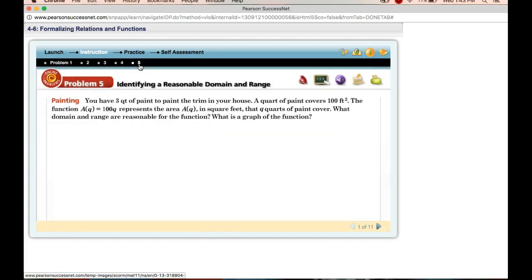In this problem, you will identify a reasonable domain and range. You have 3 quarts of paint to paint the trim in your house. A quart of paint covers 100 square feet. The function A of q equals 100 times q represents the area, A of q, in square feet, that q quarts of paint cover. What domain and range are reasonable for the function? What is a graph of the function?